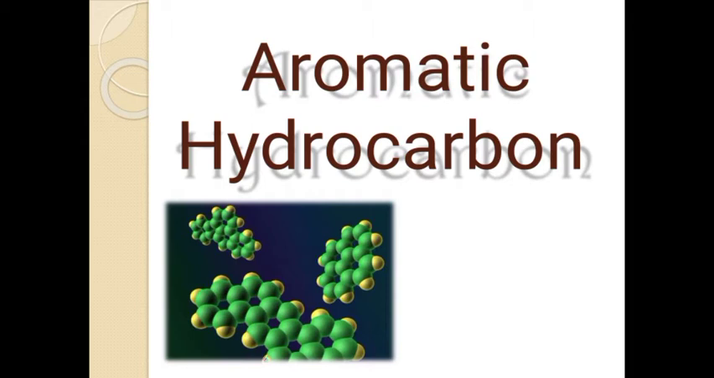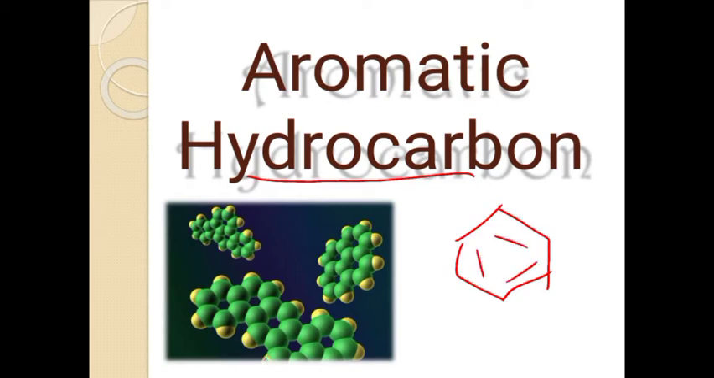So we have reached the end of our chapter. Last class we discussed alkynes. Today we are going to discuss aromatic hydrocarbons. Hydrocarbons also exist in ring form, and that is known as aromatic hydrocarbons. We will see what aromatic hydrocarbons are.